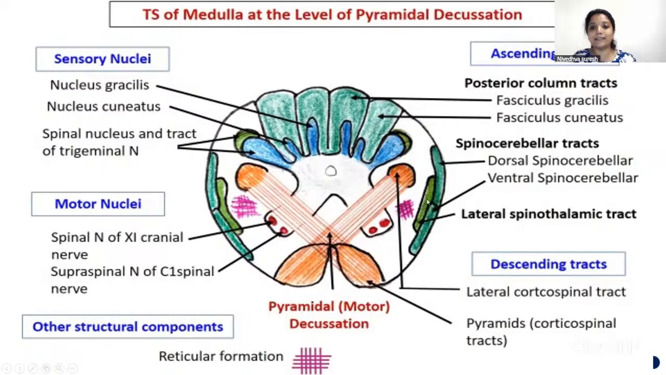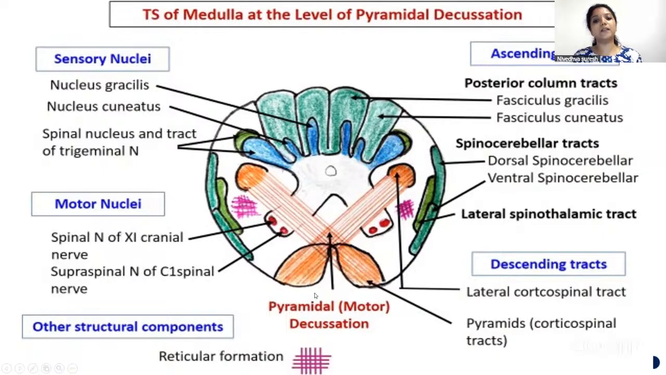This light green color tract that is seen in the lateral aspect is the lateral spinothalamic tract, and this one is the dorsal spinocerebellar tract. So these three tracts are also the ascending tracts that are seen laterally. Okay. Now what is this anteriorly?